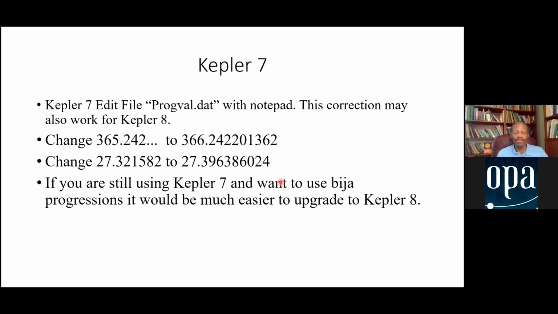In Kepler 7, there's a file called progval.dat, which you'd have to edit using Notepad and change the values. Now, if you're still using Kepler 7, you might want to upgrade. It'll be a lot easier.